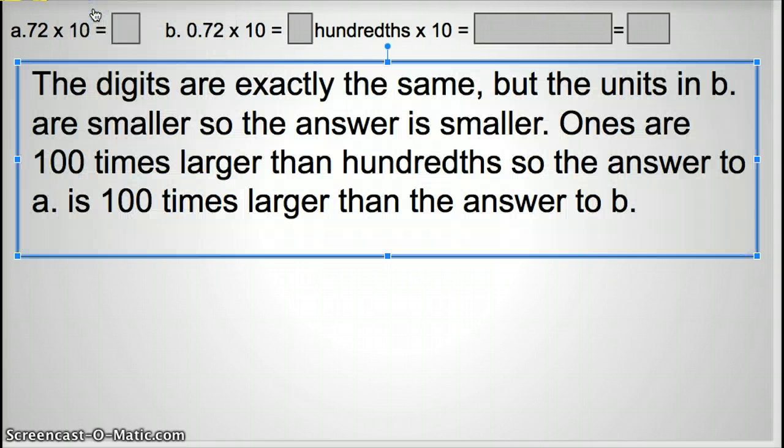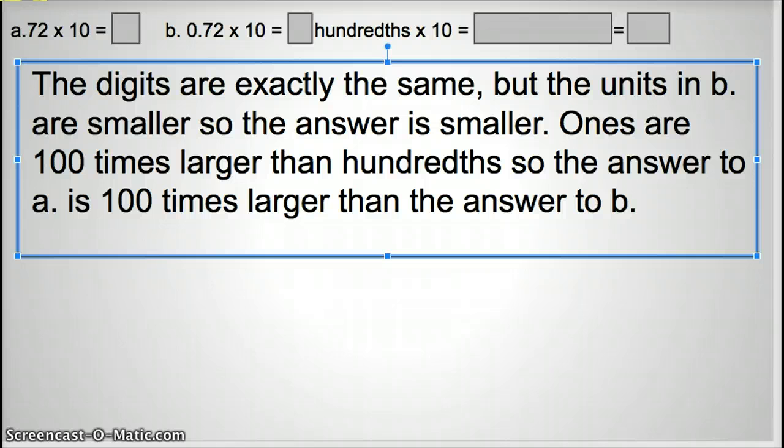This is what you should have written. The digits are exactly the same, but the units in B are smaller, so the answer is smaller. Ones are 100 times larger than hundredths, so the answer to A is 100 times larger than the answer to B. Hopefully that makes sense. We'll probably do some more of those types of problems when I get back on Tuesday if you still don't get it.